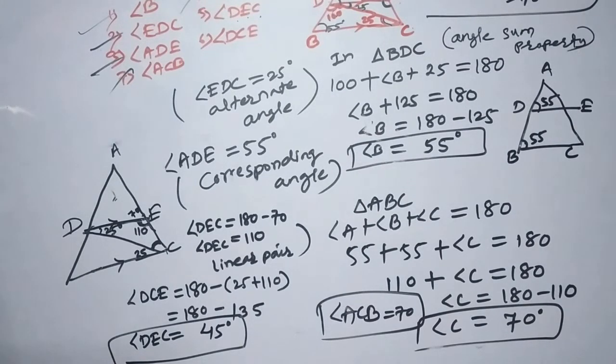Just we need to keep in mind, dear students, that wherever the concept of parallel lines is used, you can use that concept. You can use the alternate angles equal, you can use the corresponding angles equal, again the linear pair concept, and finally you can go for the triangle angle sum property.